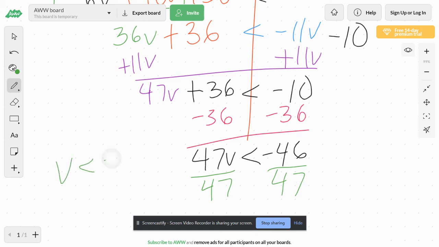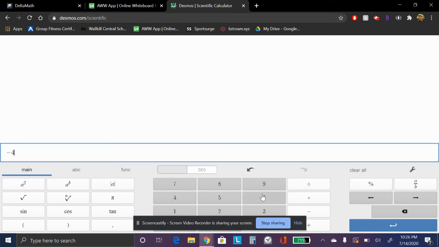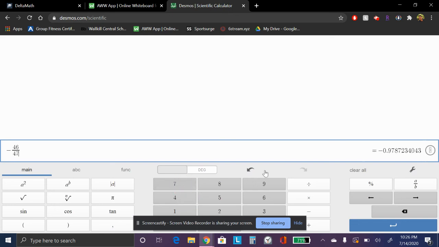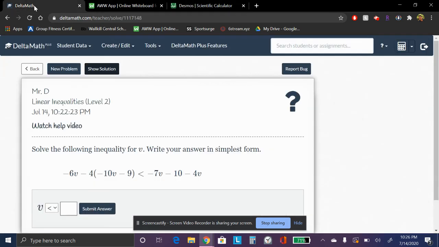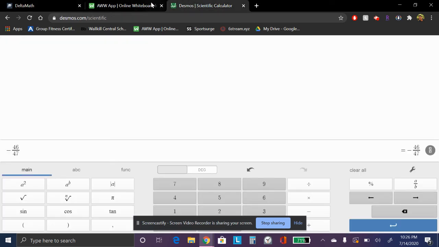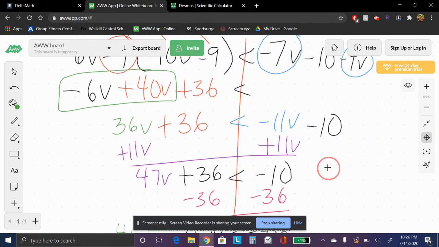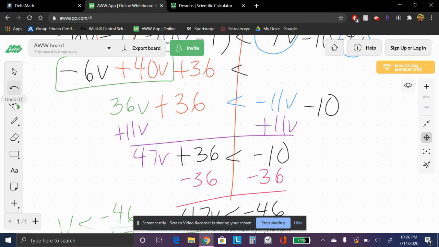So let's double check with our Desmos calculator. Let's check if you can simplify that. I highly doubt it, but it's good to check. Boom. Nope, can't simplify it. Pretty sure that was the answer. Let's see if I was right. No, 46 over 45. Where did I mess up on this one? Oh, right here. This is 45.